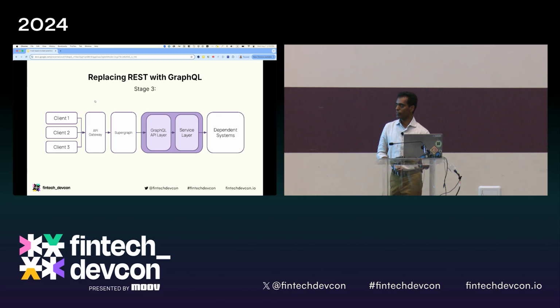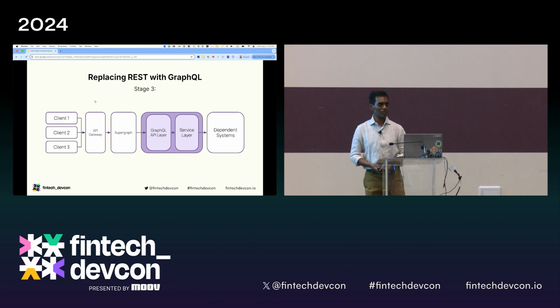When your clients are ready and you've got enough early feedback and everybody is ready to move, you can completely replace your REST APIs with GraphQL APIs, using the service layer that you have created. That will go to the supergraph, and all our clients are now consuming the GraphQL APIs.